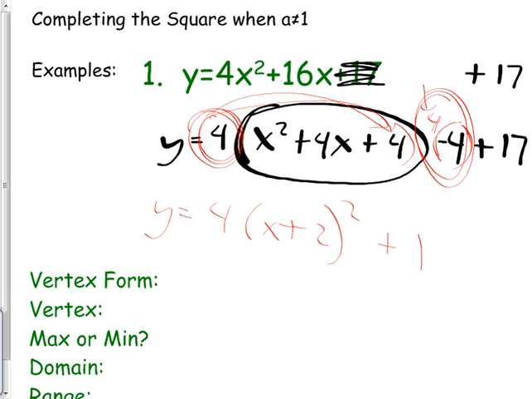They actually ask for a bunch of questions here, the green questions, and that's new. You haven't had to do that before, but it's really not hard. Vertex form is already done. We did it. It's right there. The vertex, so that's easy. We usually talk about that anyway. -2, 1. There, done.